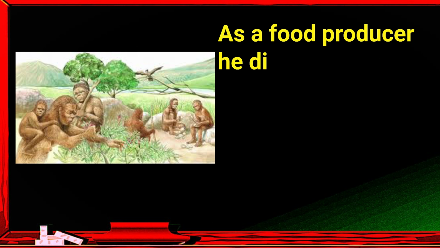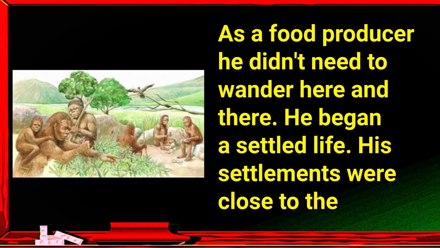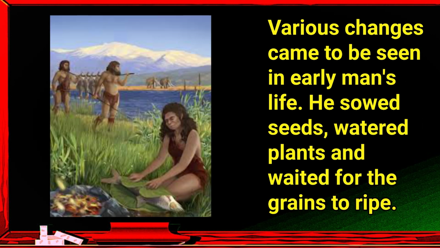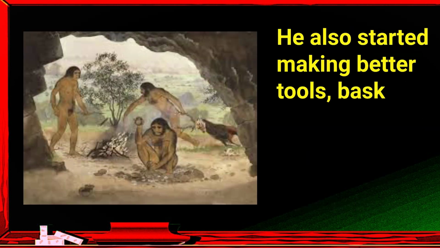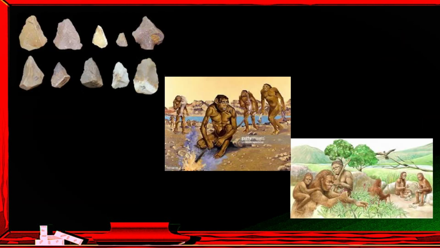As a food producer, he didn't need to wander here and there. He began a settled life. His settlements were close to the rivers. Various changes came to be seen in early man's life. He sowed seeds, watered plants, and waited for the grains to ripen. He also started making better tools, baskets, and pots for storing and cooking the grains. These are the important points about this chapter, so you all listen and remember these points.